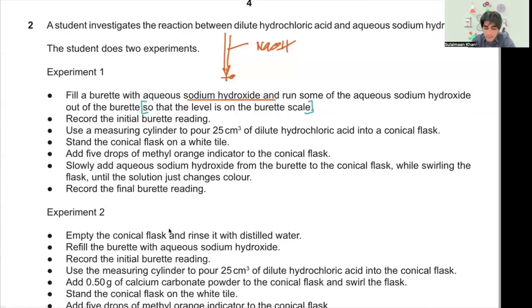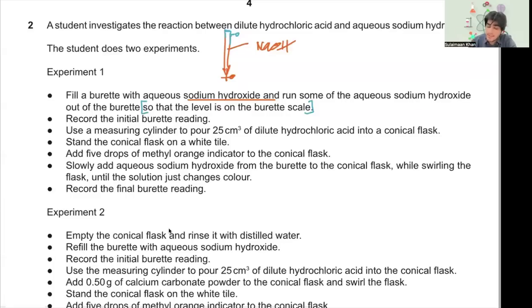He can test it in the upcoming exam, and he can ask, why did you let some of the sodium hydroxide out of the burette? So what he does is, once he fills it up, he removes some of it, because the burette may be filled till here and the zero mark may be a little below it. He wants the level to be on the burette scale, exactly at zero rather than above zero. That's why he wants to run some of the sodium hydroxide out of the burette.